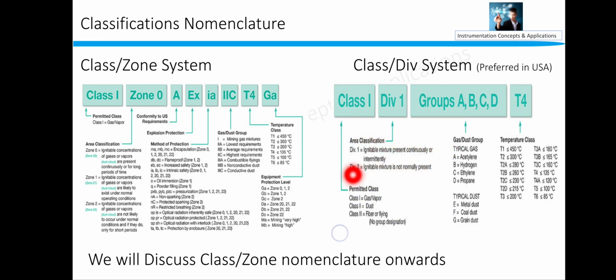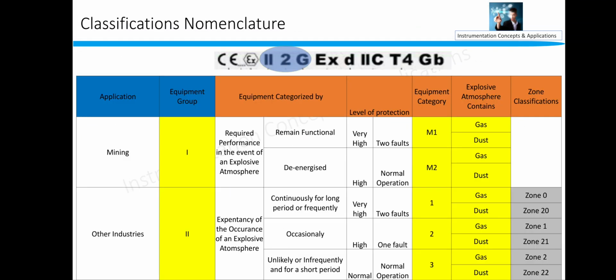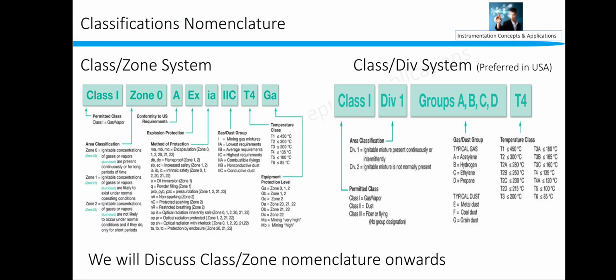And on the other side, we can see the system which is followed in the USA, that is division. In division 1 and division 2, two categories are there. Division 1 is an ignitable mixture present continuously or intermittently, and division 2 is an ignitable mixture not normally present. More or less both systems are the same, and the more popular classification is the class/zone system. Fine, so let's move further.